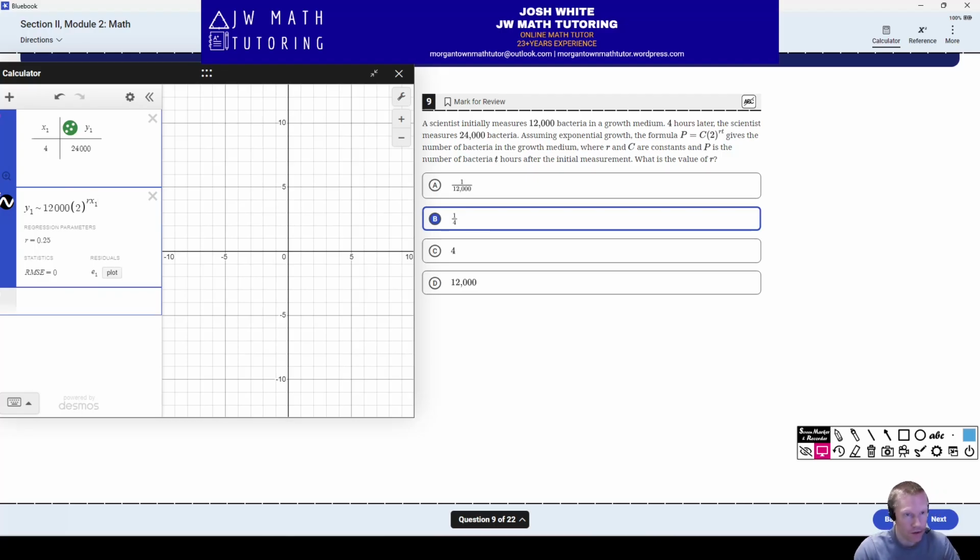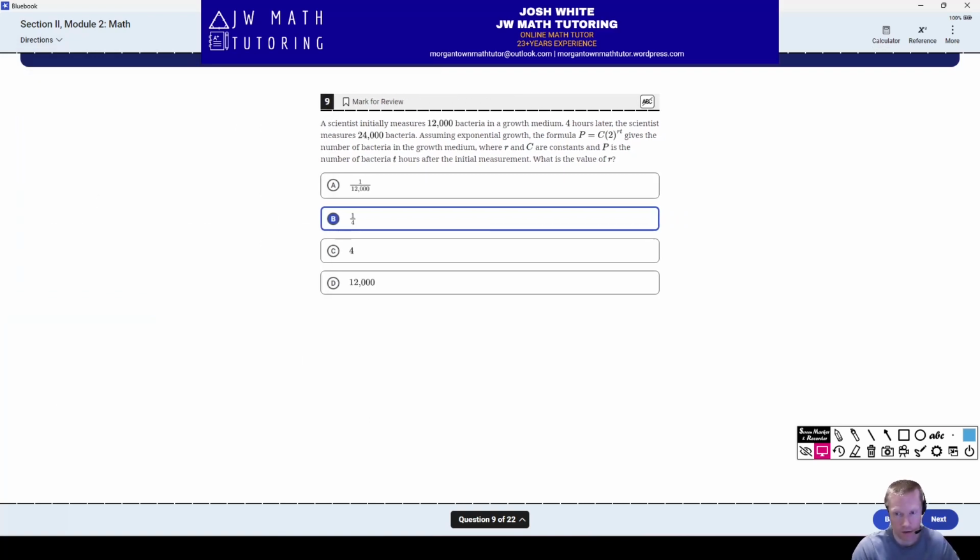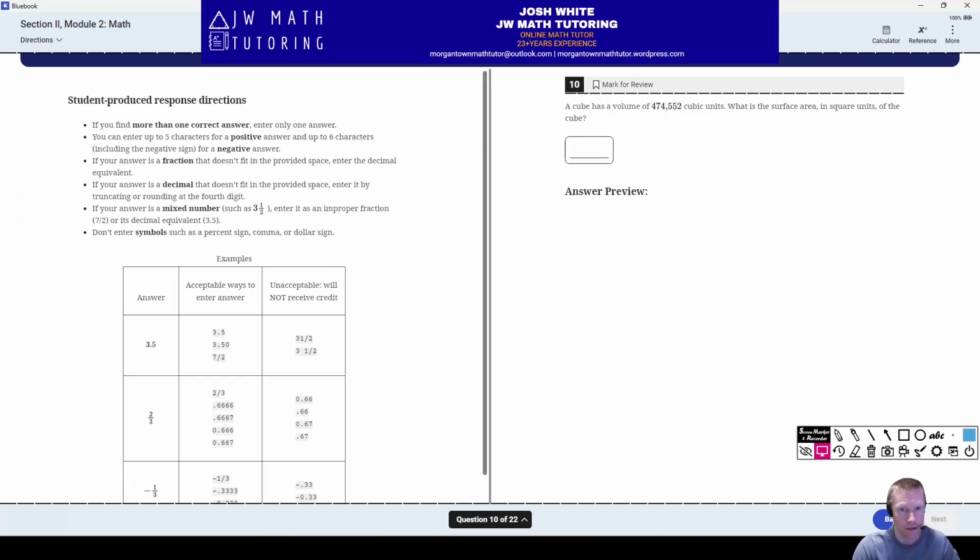So we just type this all in, do a regression statement. It gives us R, 0.25. That's the same as 1/4. So there's our answer. Again, a lot less work, a lot quicker than doing it out by hand, and that's how you can solve it entirely in Desmos. Question number 10.